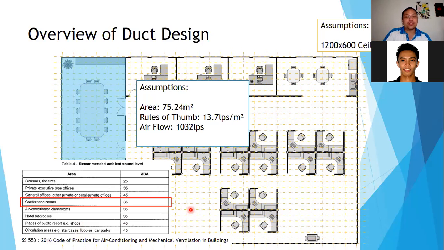SS553, or the Code of Practice for Air Conditioning and Mechanical Ventilation for Buildings. The local code specifies the dBA or recommended ambient sound level. This is the sound level required for each space that requires air conditioning. For example, based on the use of the area, cinemas need to be quiet. So your air conditioning system should not be making any sound above 25 decibels. It has to be quiet, so your distribution of air has to be quiet also. In our conference room, it says it requires at least 35 dBA. So the maximum ambient noise inside the conference room, which means when nobody's there, you would not hear a noise higher than 35 decibels. Okay?